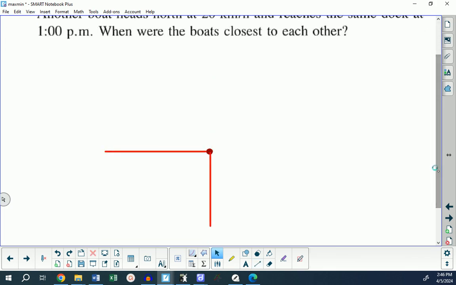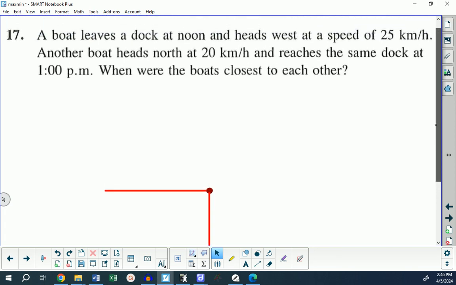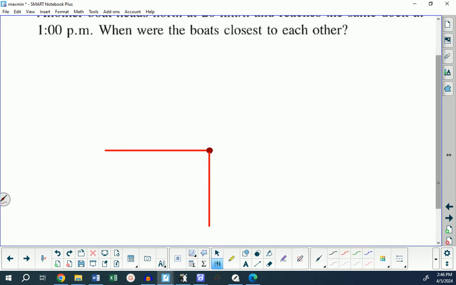Second boat is traveling this way. Okay. And we want to find out, noon, 1, we can add something into this diagram. If the boat traveling north reaches the dock at noon, it must have started 20 kilometers south of the dock. Because it's going north at 20, and from noon to 1 is 1 hour. So from where this boat starts, the distance to the dock is 20 kilometers.